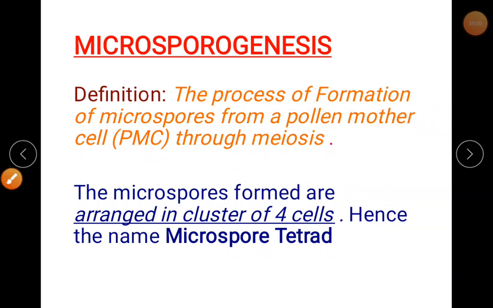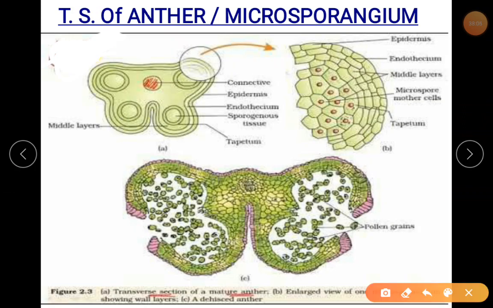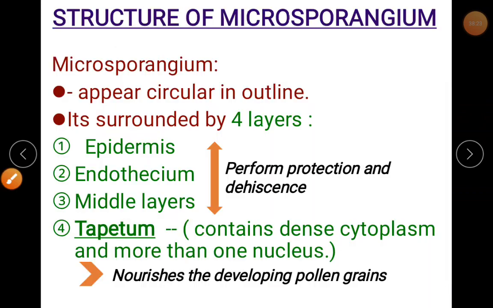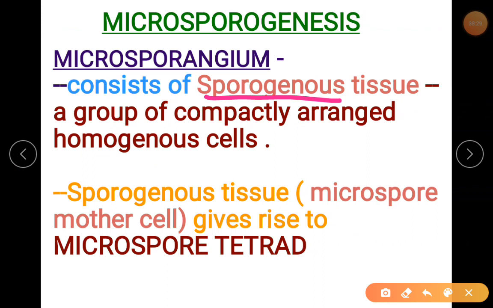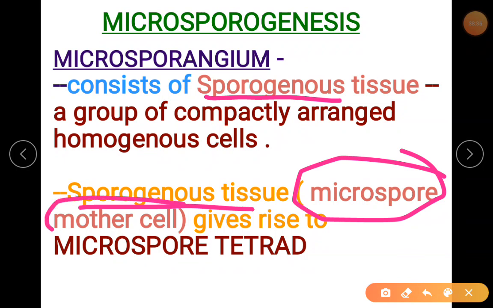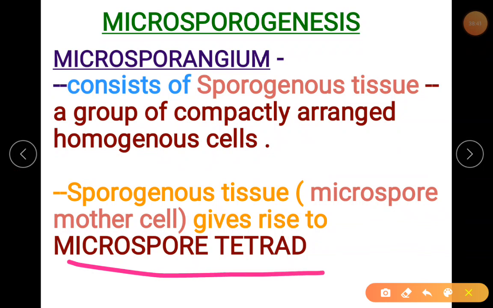So what is that definition trying to say? There is already the pollen mother cell. You can find here all these are sporogenous cells. Sporogenous tissue is the group of cells, and each cell is called your microspore mother cell, or you can say pollen mother cell. There are 2 terms given, microspore mother cell or pollen mother cell. So you have understood that the microsporangium consists of sporogenous tissue. Another name for sporogenous tissue, as I have shown here, is microspore mother cell, which gives rise to microspore tetrad.